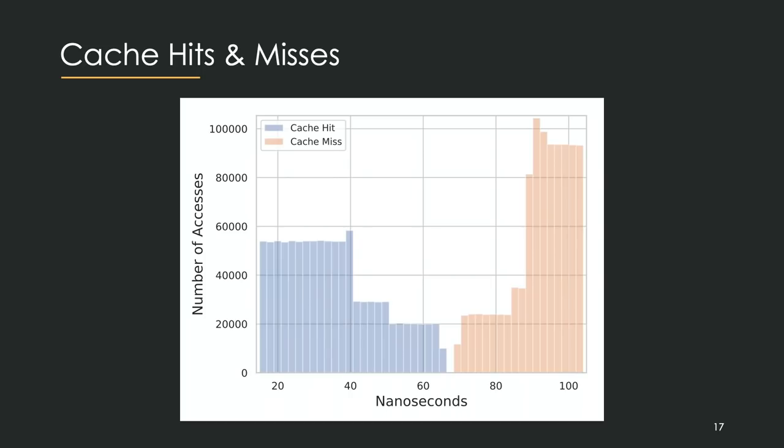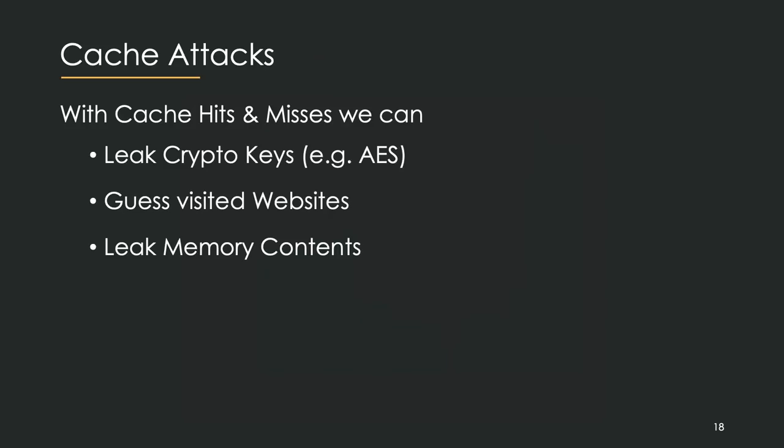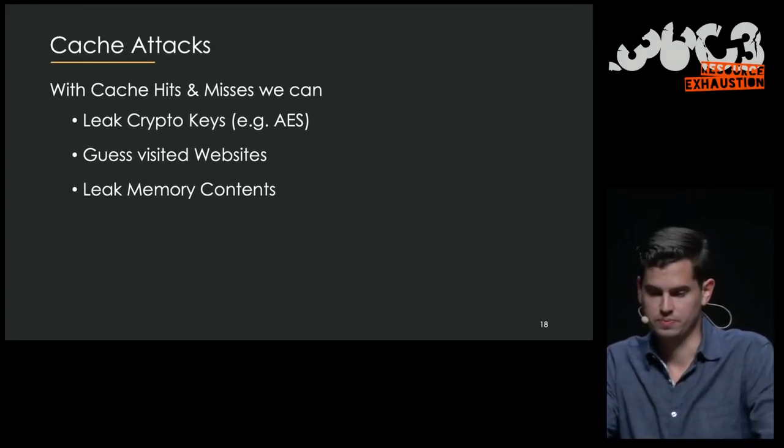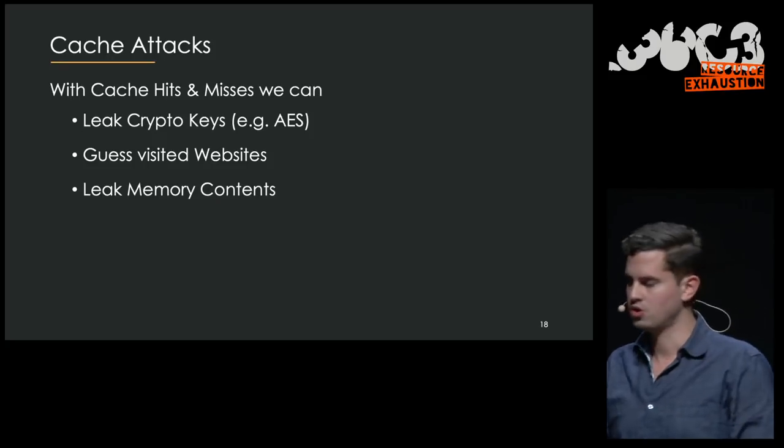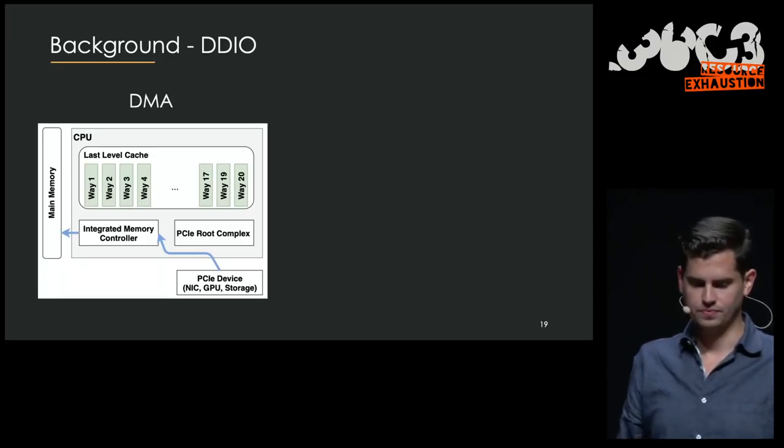So what can we do with these cache hits and misses now? Well, we can analyze them. And this timing information tells us a lot about the behavior of programs and users. Based on cache hits and misses alone, researchers were able to leak crypto keys, guess visited websites, or leak memory content. That's with Spectre and Meltdown. So let's see how we can actually launch such an attack over the network.